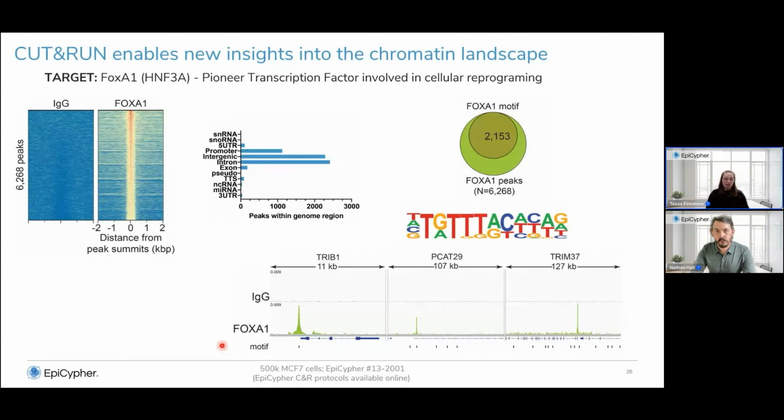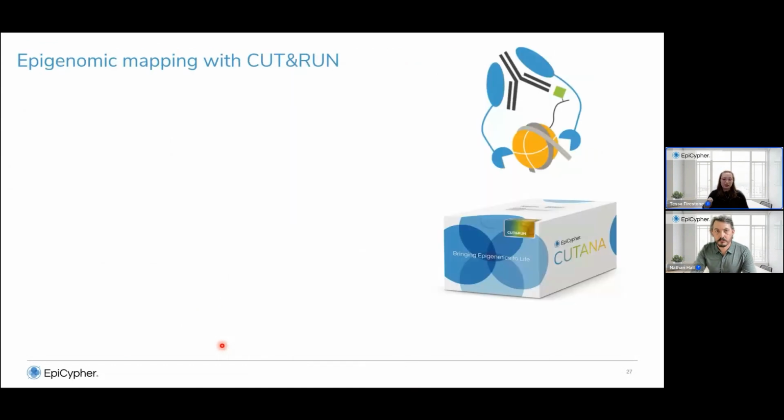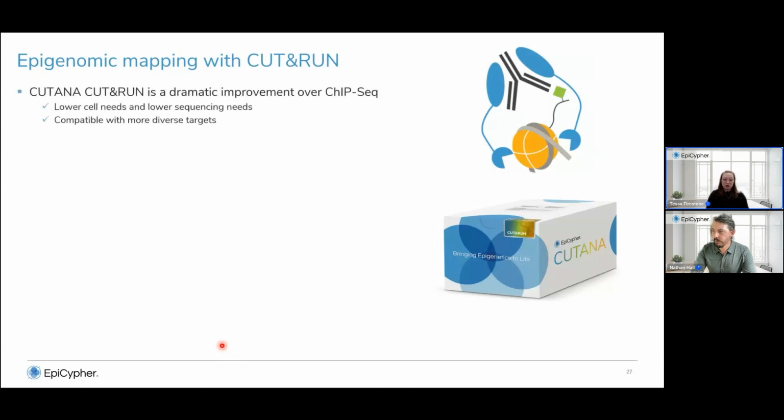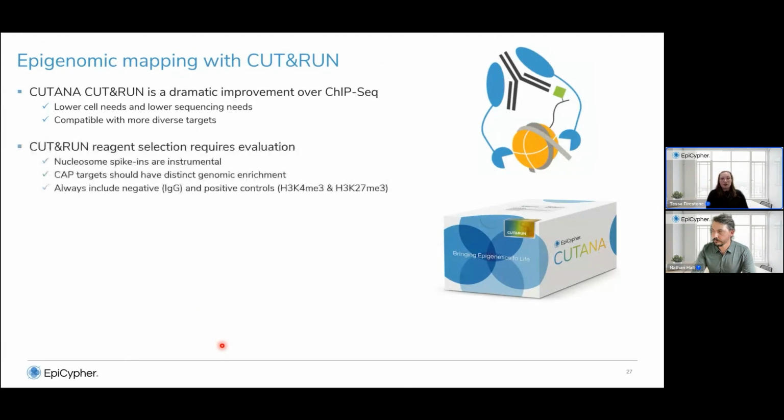So bringing it all together, and to ensure you leave with a clear understanding, here's a recap of what we covered. Cut&RUN is a powerful tool for high-resolution chromatin profiling, which needs lower cell inputs and lower sequencing needs compared to ChIP. It's compatible with more diverse targets. The cut&run reagent selection requires evaluation. Nucleosome spike-ins are instrumental, especially for histone PTMs.